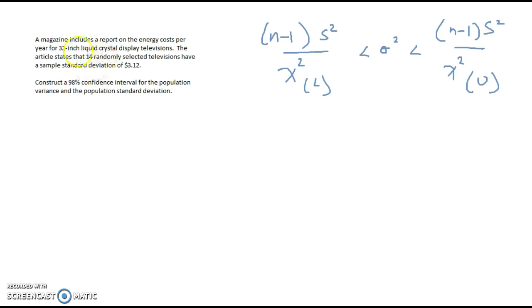Okay, so all we have to do is just plug in what we're given. Looks like our n value is 14, our sample deviation is 3.12, and we want a 98% confidence interval. So let's start plugging this in. We have 14, so n is 14, so 14 minus 1, that's going to be 13, times whatever that is. But let's figure this out.